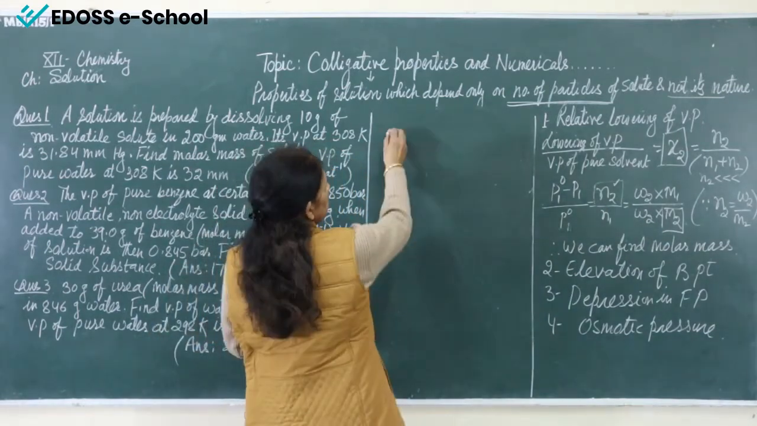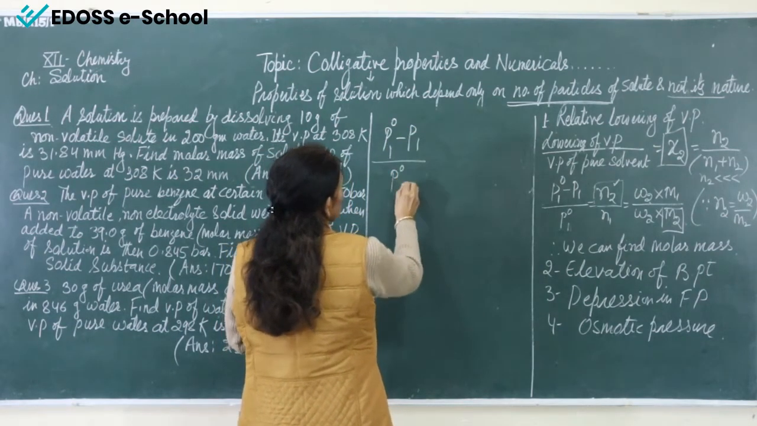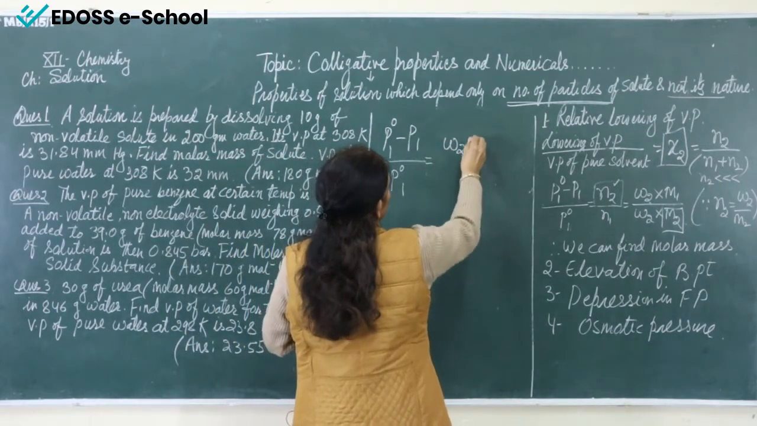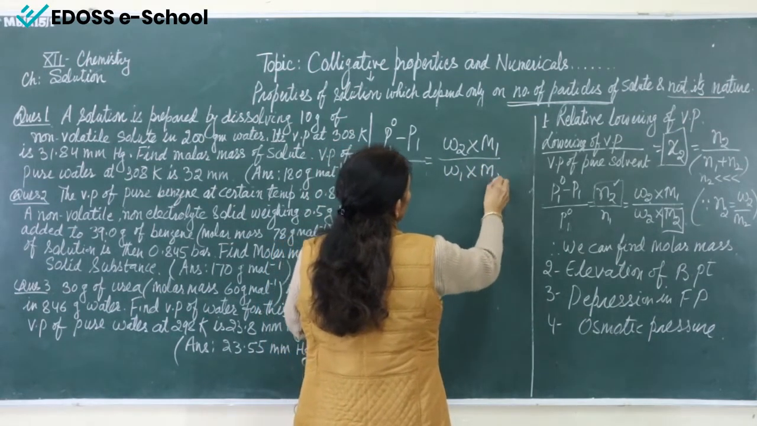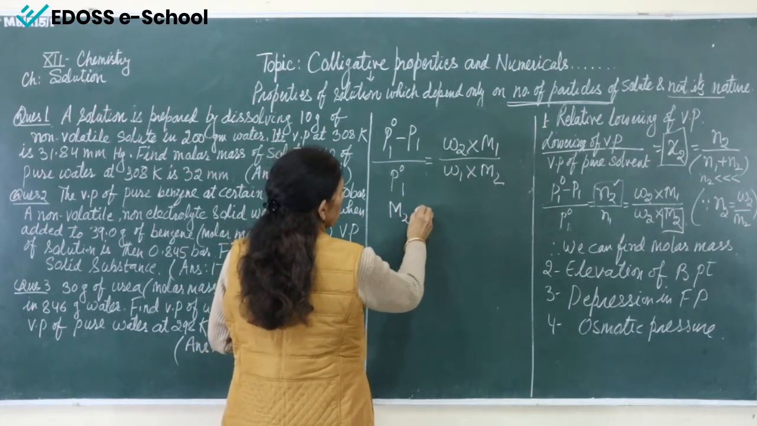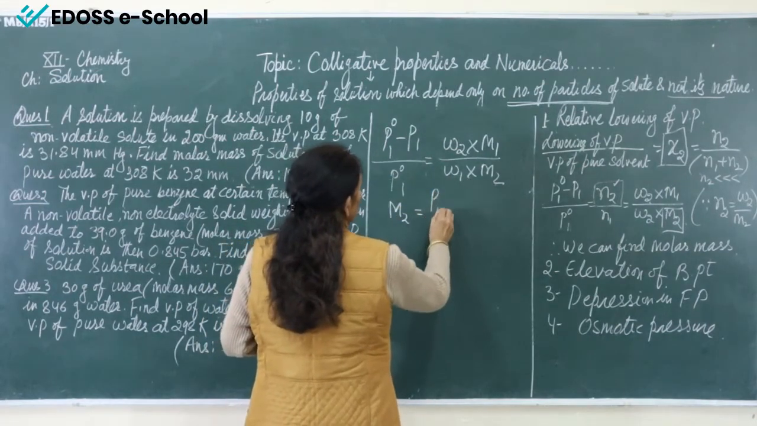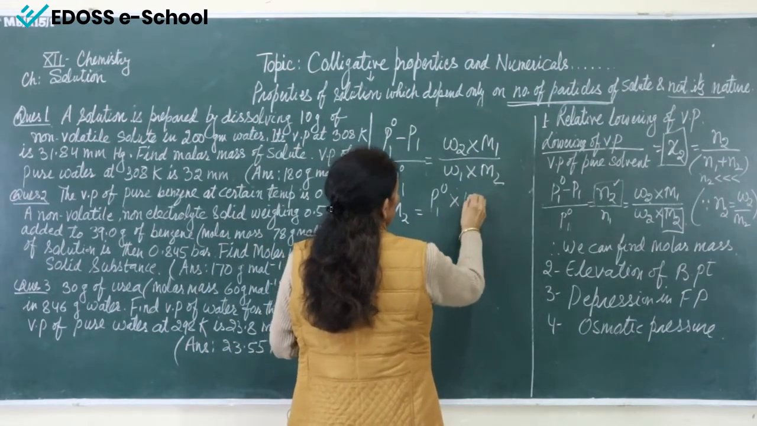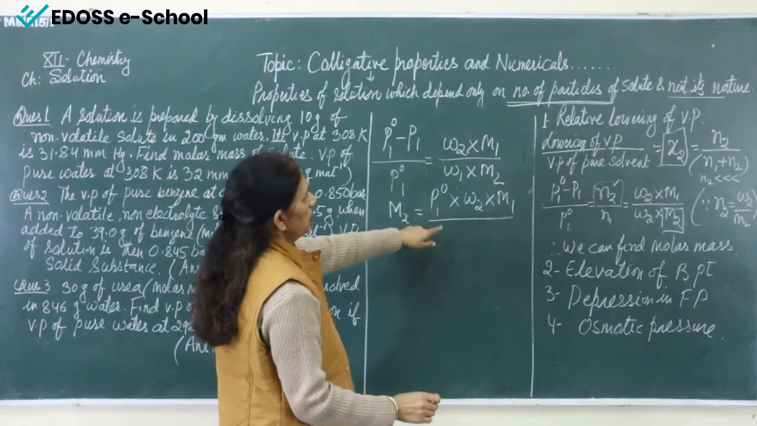Write the formula, this is relative lowering and this is equal to W2 into M1 upon W1 into M2. So if you have to find this M2, it will be equal to P1 naught, multiplied by W2 into M1, and upon this value will come here.